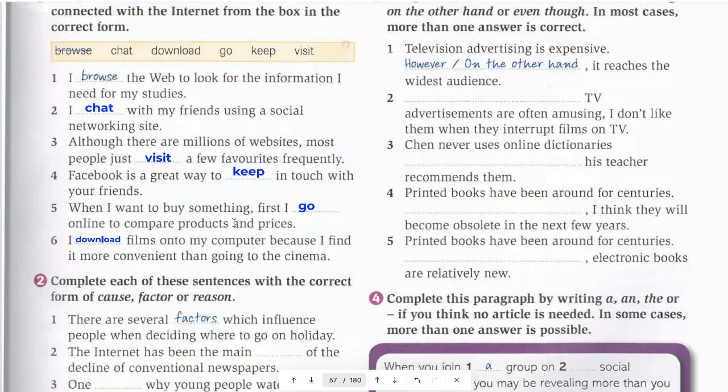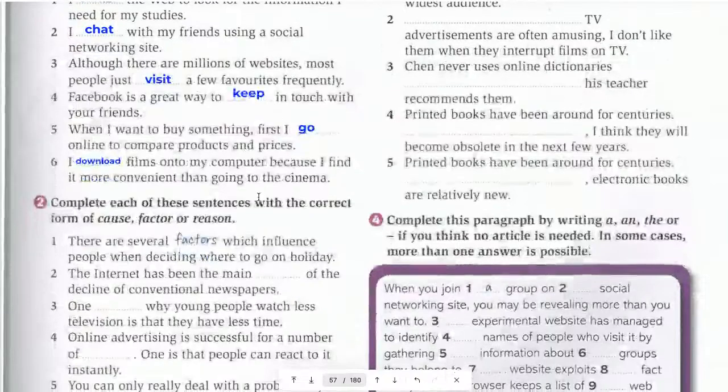Okay. I go. Okay, when I want to buy something, first I go online to compare products and prices. Yeah, be very careful with these things because actually they are giving you some kind of advice on how to answer some particular questions in IELTS, okay? Because I remember in some IELTS questions in part 3, sometimes they may ask you something like, what do people often do before choosing to buy something online? All right, finished. This one is very easy, nothing there.